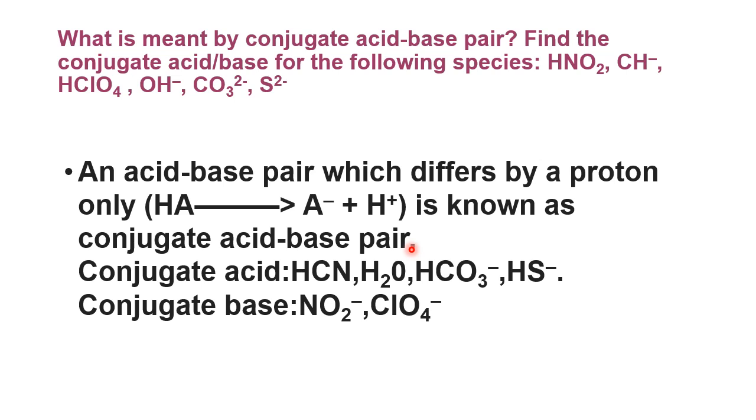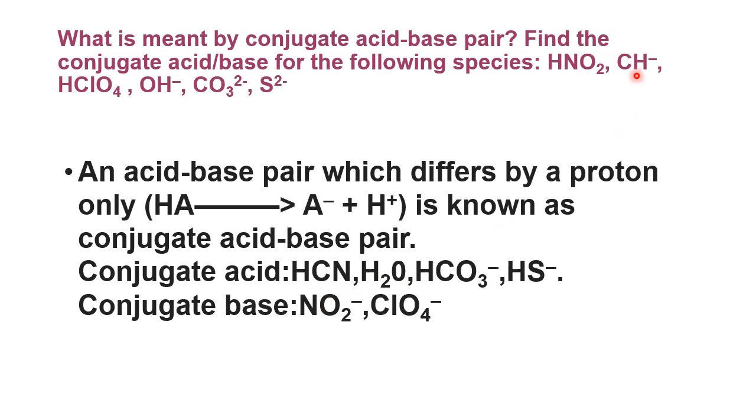Now, HNO2 will donate a proton and becomes NO2 minus. This NO2 minus wants a proton, so it is a conjugate base. In the same way, HClO4, perchloric acid, gives a proton and becomes ClO4 minus. This also wants a proton. Proton acceptors are known as conjugate bases, right? And proton donors are called acids.